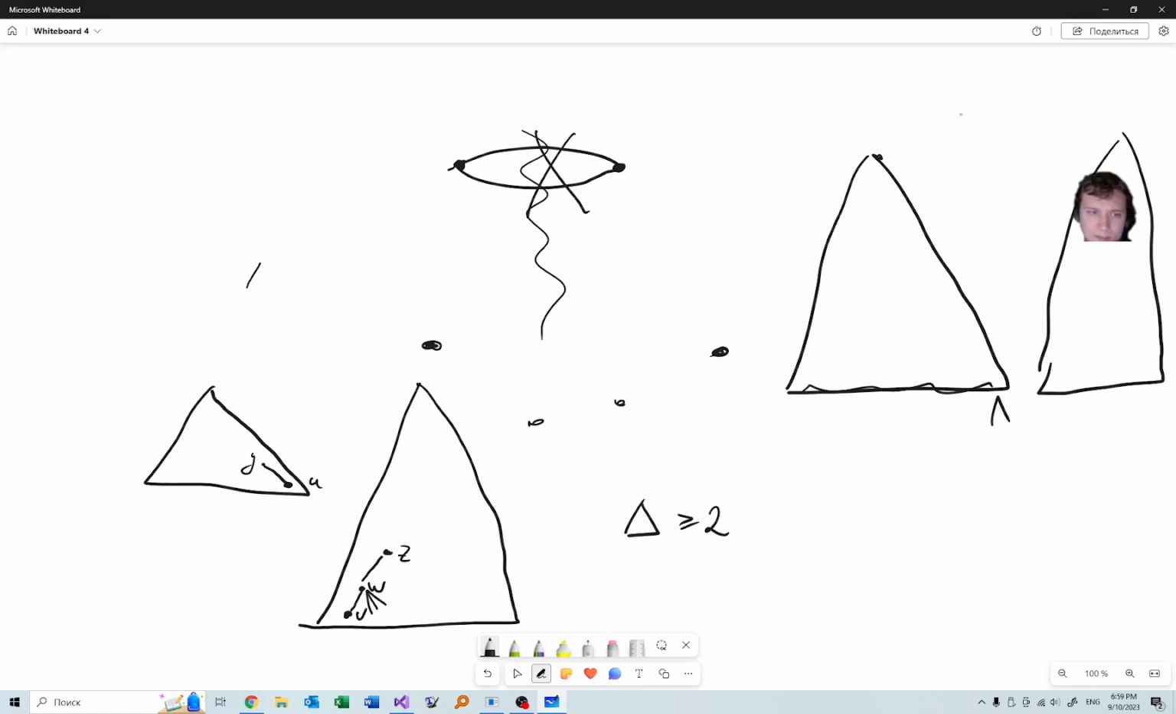Actually, I can always do it. Why can't I always do it? I just need to swap u and w. The problem is maybe the depth is subtracted 2, subtracted 1 here. So maybe v and etc. were the only vertices on the lowest level. But if delta is at least 2, I can always do this procedure.